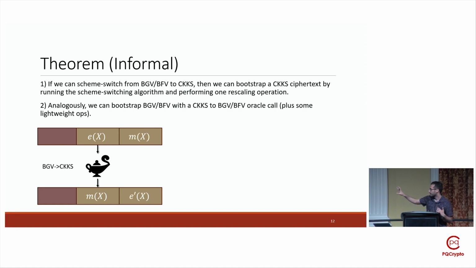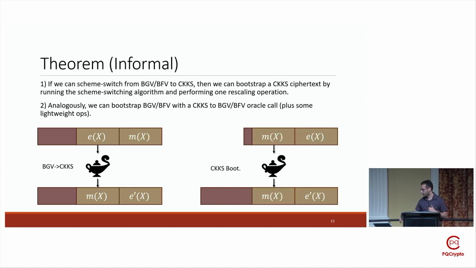Really what that means is taking the message bits in the low order bits in BGV, putting them in the middle, and maybe you have a new error distribution for the low order bits in CKKS. And in the paper, we model this as an oracle, but it's just an algorithm. And the intuition here is that you're actually going to treat the CKKS ciphertext at one point as a BGV ciphertext. And then this switching is going to do a significant part of the bootstrapping algorithm for you.